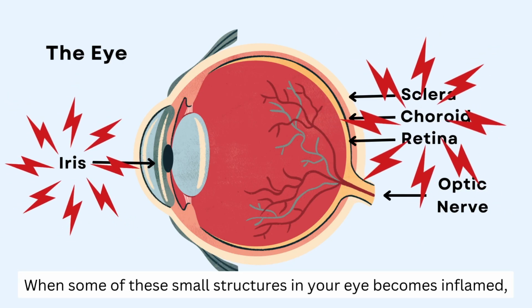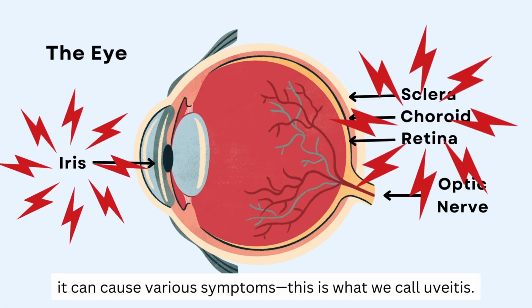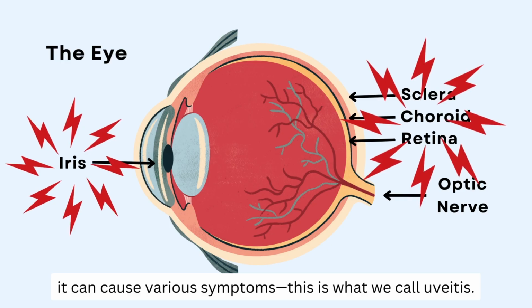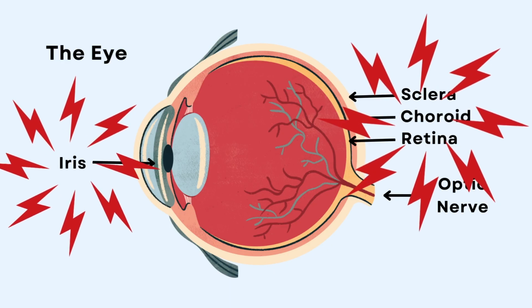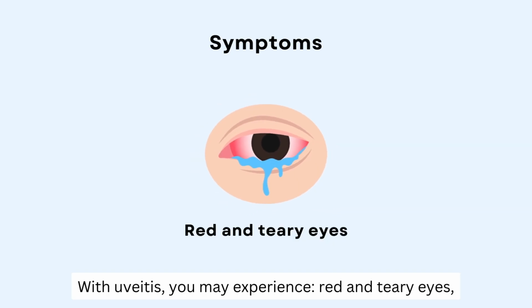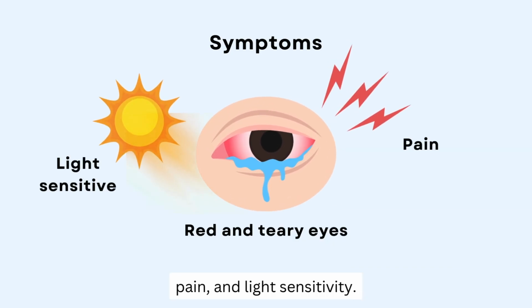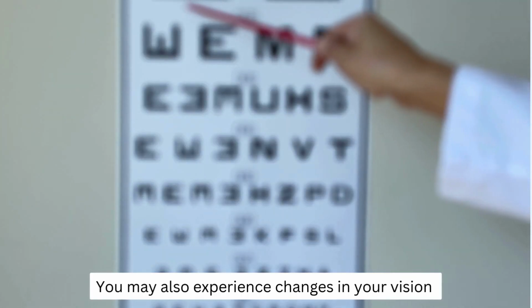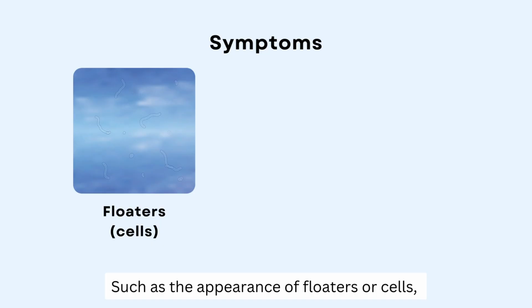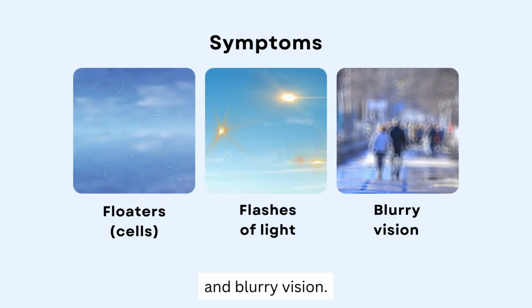When some of these small structures in your eye become inflamed, it can cause various symptoms, and this is what we call uveitis. With uveitis, you may experience red and teary eyes, pain, and light sensitivity. You may also experience changes in your vision, such as the appearance of floaters or cells, flashes of light, and blurry vision.